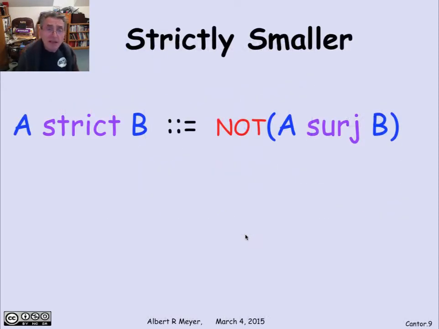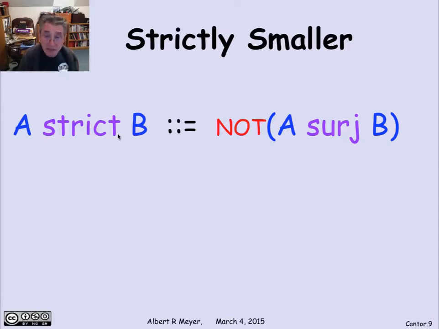Okay, so let's make an explicit definition. I'm going to say that A strict B means that there is no surjection from A to B. So if we read A surjection B intuitively as A greater than or equal to B, this is saying it's not true that A is greater than or equal to B, or in ordinary language and thinking about sets, if it's not true that you're greater than or equal to B, you must be strictly less than B. So that's the motivation for the word strict.